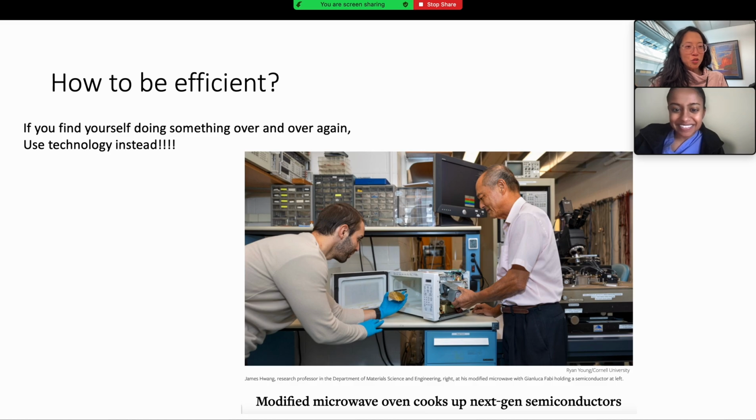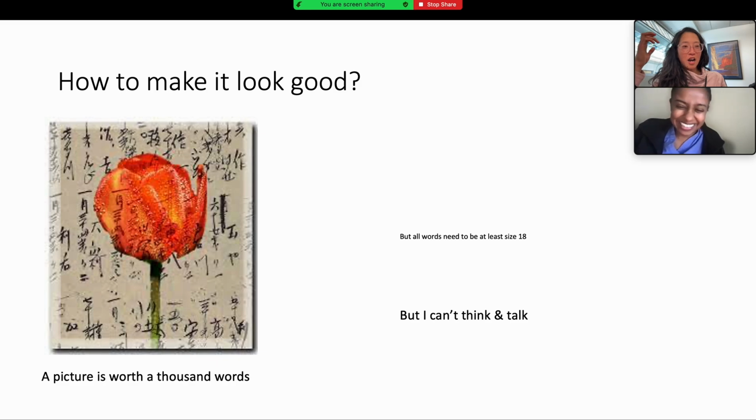My dad is a genius. He's come up with some new way to dope semiconductors with phosphorus using a microwave oven. But frankly, if you find yourself doing something over and over again, use technology instead. So I recommend, be like my dad in other ways, but not like this. With PowerPoint, use Google to find how to do what you want to do. So how to make it look good, how to make yourself look good, so that other people can enjoy your slides.